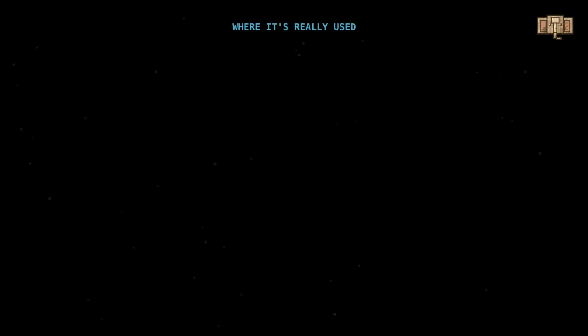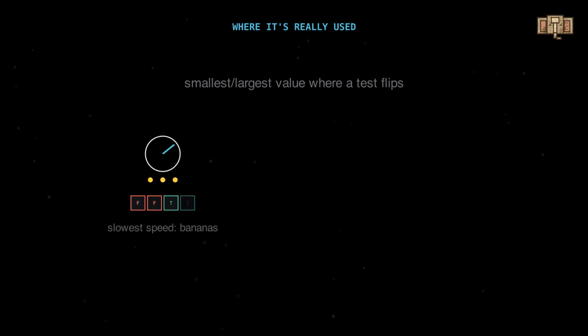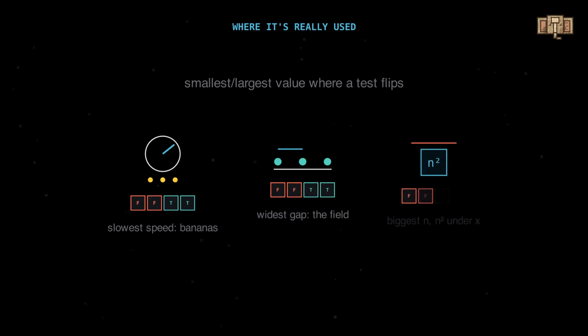Once your eye is trained, you see this shape everywhere, always the same sentence. The smallest or largest value where a yes or no test flips. The slowest eating speed that still clears the pile in time. The widest spacing that still fits every animal in the field. The square root, the biggest number whose square still fits underneath. Different stories, one skeleton, a sorted line of answers, and one honest test.